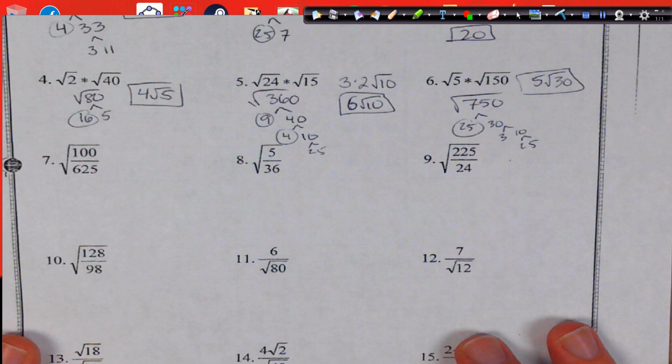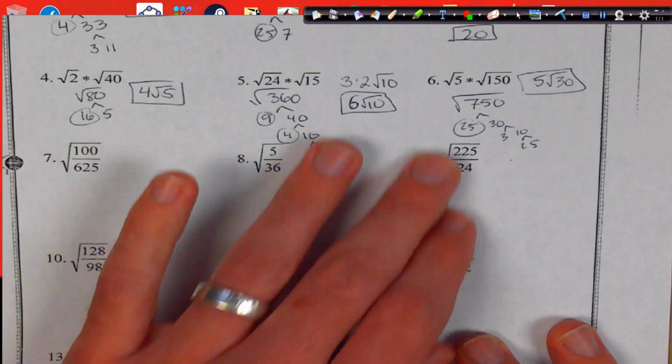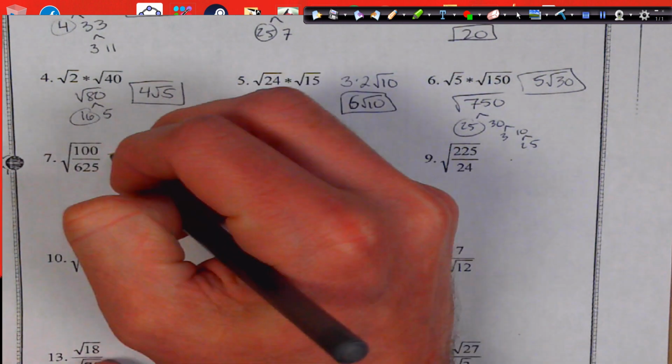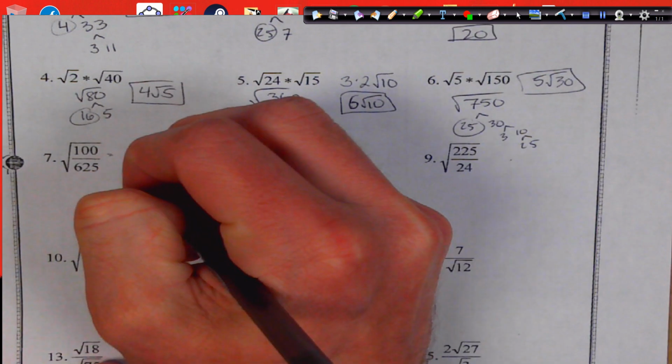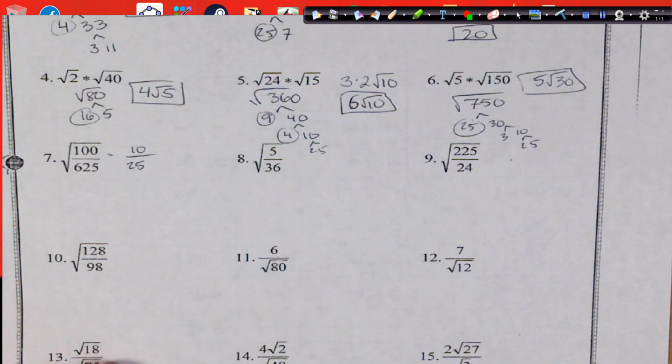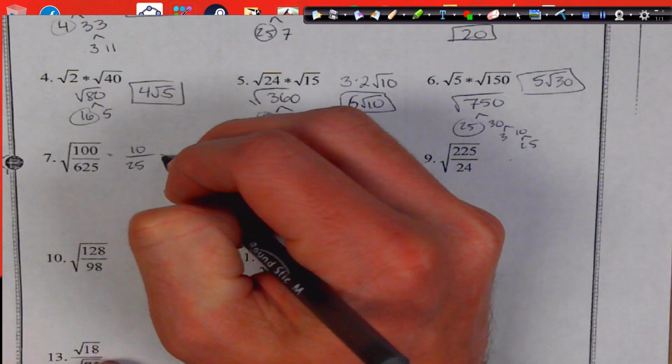Okay? Alright, these next ones, when we're dividing, we can just take them as individuals. So this is going to be the square root of 100 is 10, and the square root of 625 is 25. And then we can go ahead and reduce it. 5 goes into both of these, so 2 over 5.